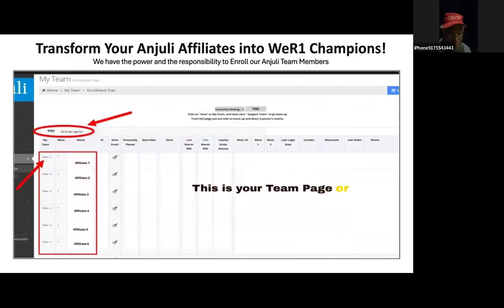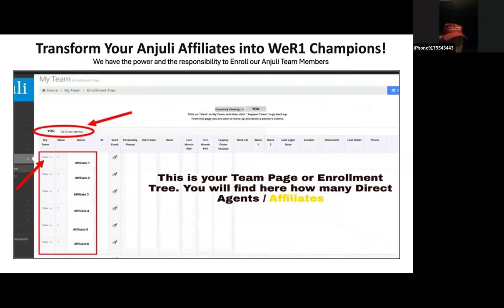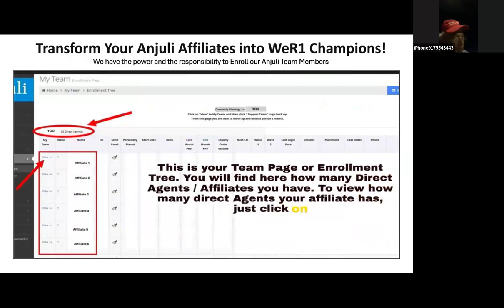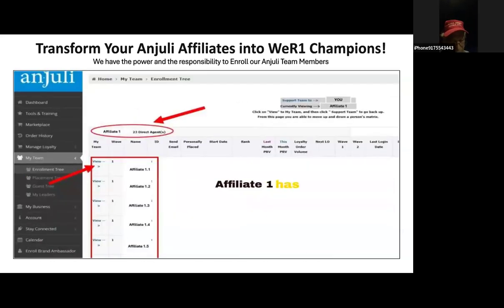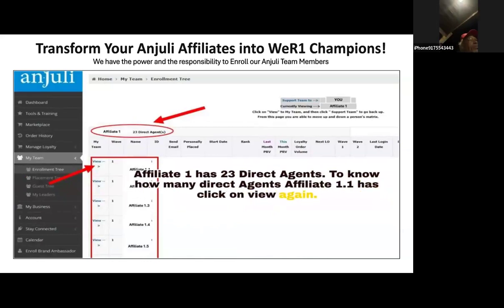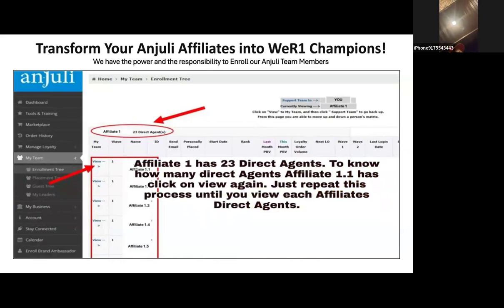This is your team page or enrollment tree. You will find here how many direct agents, affiliates you have. To view how many direct agents your affiliate has, just click on View. Let's click on Affiliate 1. Affiliate 1 has 23 direct agents. To know how many direct agents Affiliate 1.1 has, click on View again. Just repeat this process until you view each affiliate's direct agents.